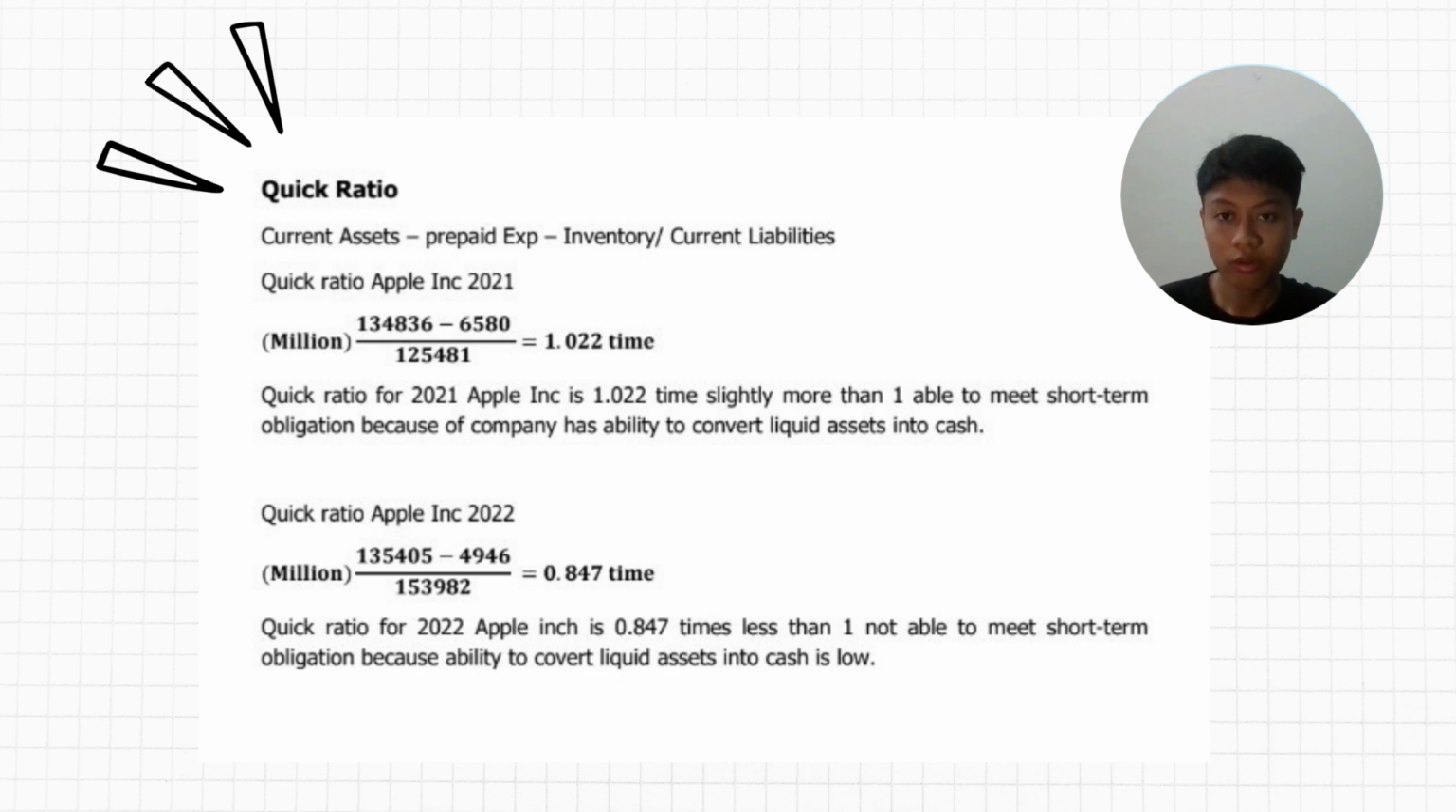Quick ratio formula: current assets minus prepaid expenses minus inventory, divided by current liabilities. Quick ratio for 2021 Apple Inc. is 1.022 times, slightly more than 1, able to meet the short-term obligation because the company has the ability to convert liquid asset into cash. Quick ratio for 2022 Apple Inc. is 0.847 times, less than 1, not able to meet the short-term obligation because the ability to convert liquid asset into cash is low.